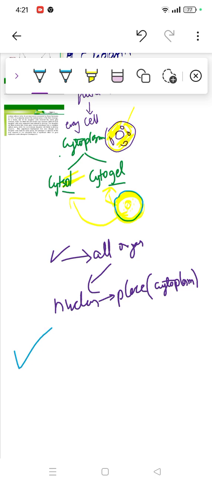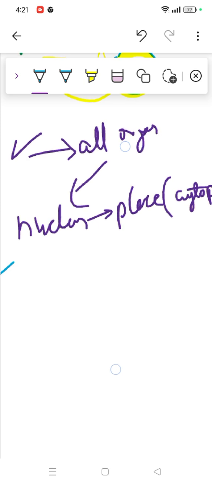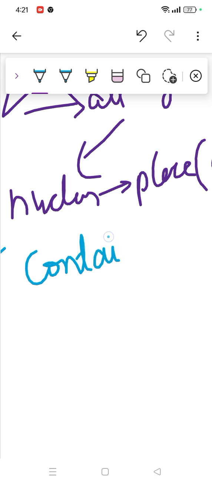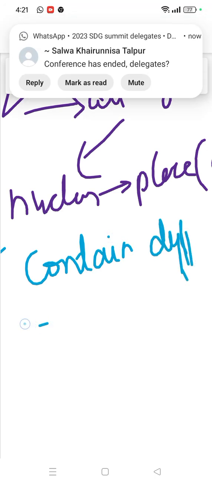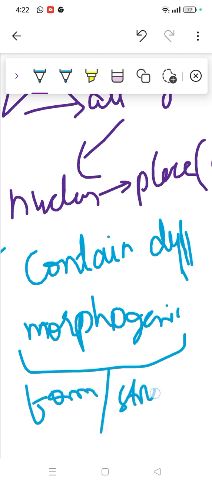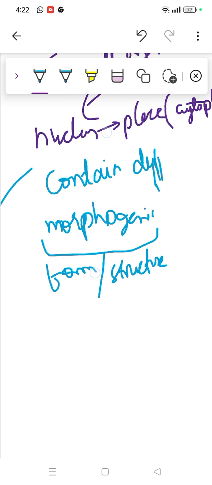After that we have cytoplasm, which has different components. The cytoplasmic component contains different morphogenic determinants. Morpho means shape, so form and structure is called morphogenic. Then this is even essential for cell differentiation. Cell differentiation is a technique, so cytoplasm is also essential for cell differentiation.